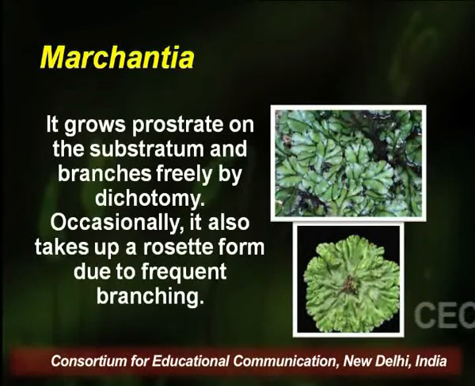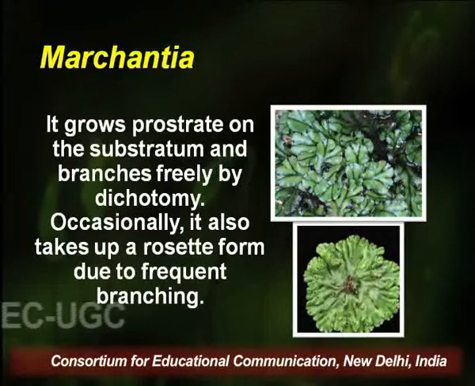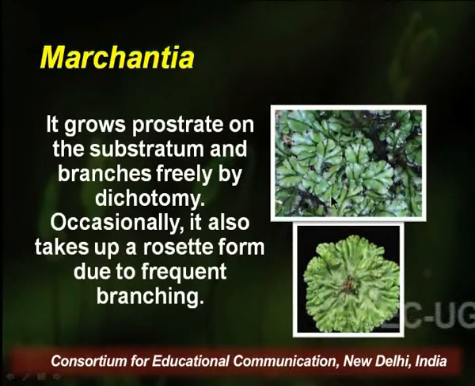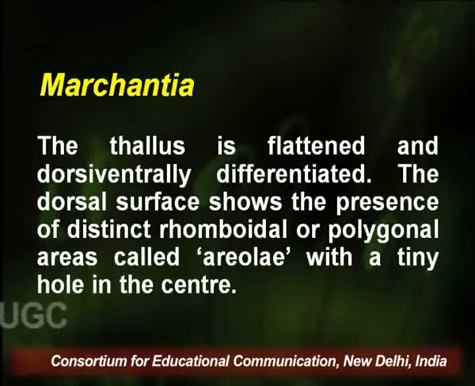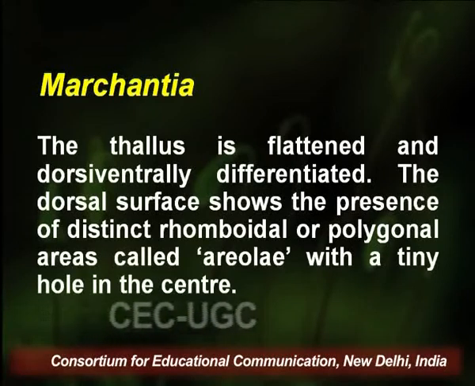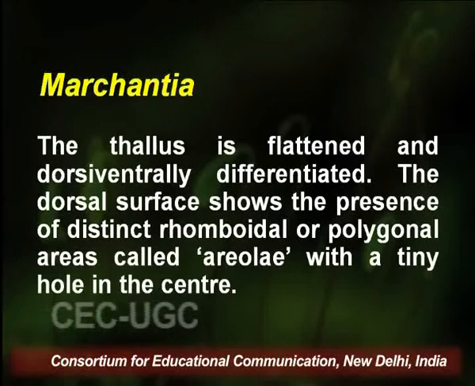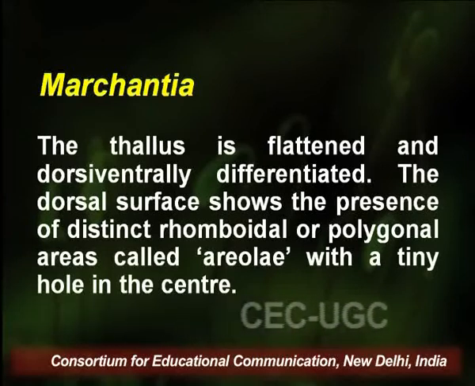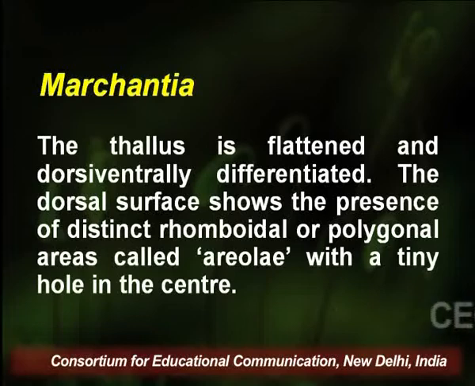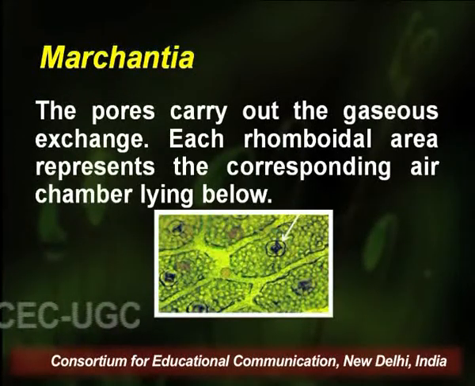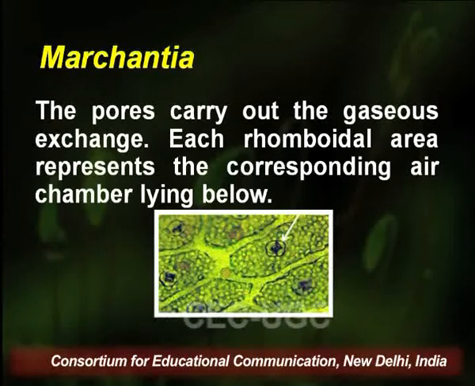Occasionally, it also takes up a rosette form due to frequent branching, but rosette structure in Marchantia is very rare. The Marchantia thallus is flattened and dorsiventrally differentiated. The dorsal surface shows the presence of distinct rhomboidal or polygonal areas called areolae with a tiny hole in the center. The pores carry out the gaseous exchange.